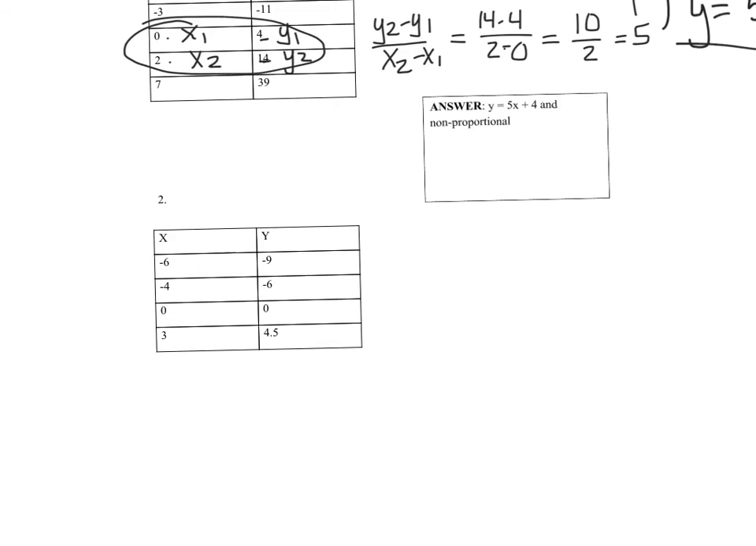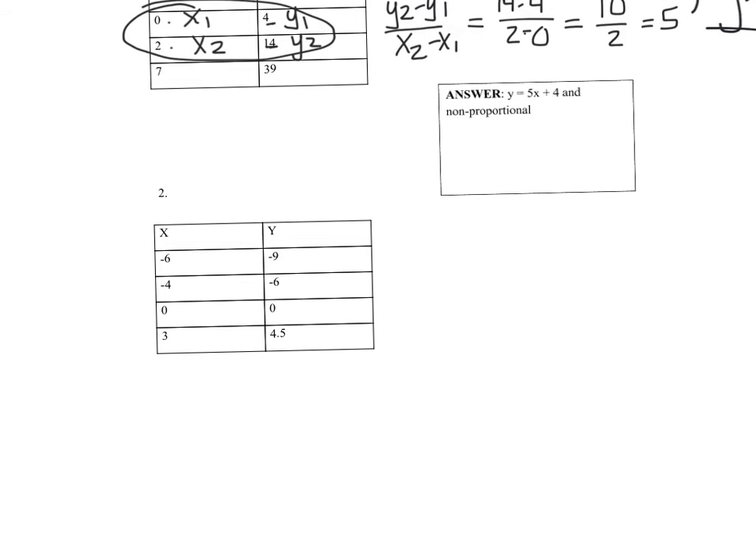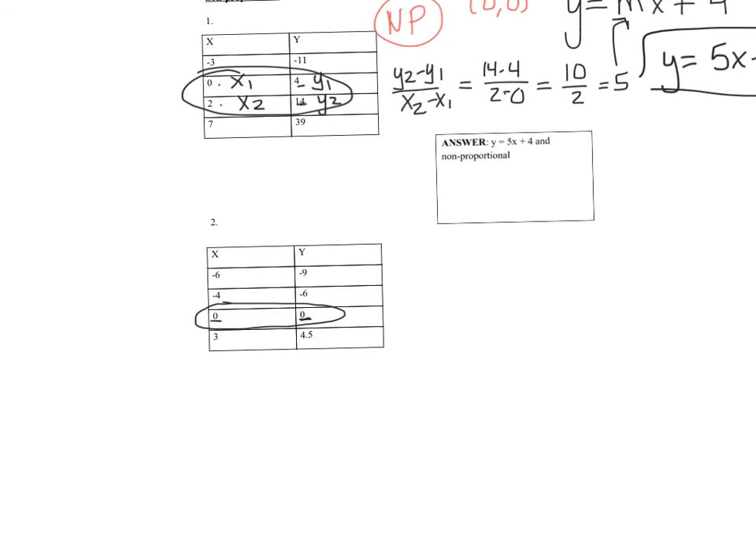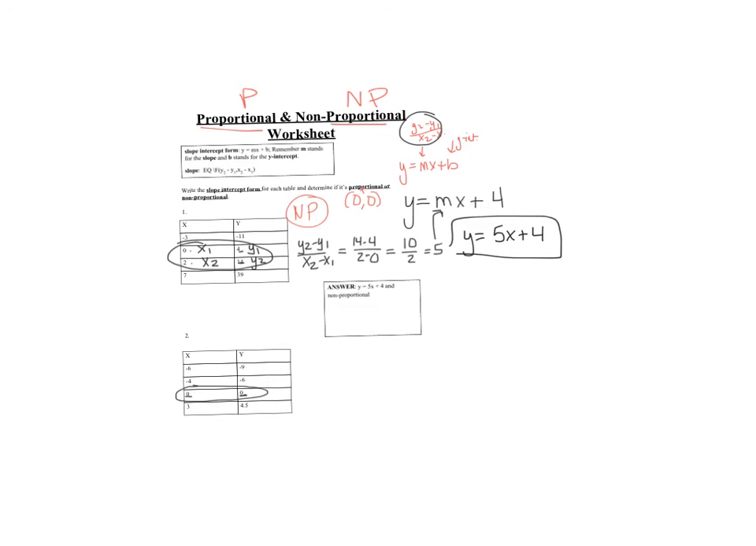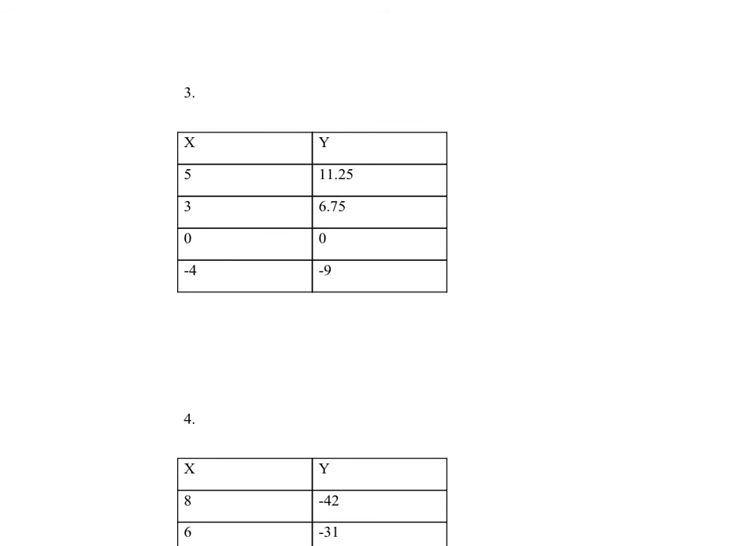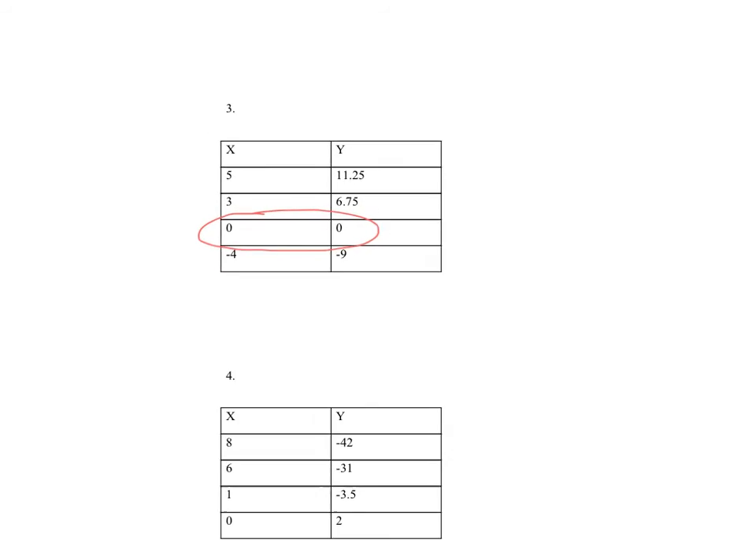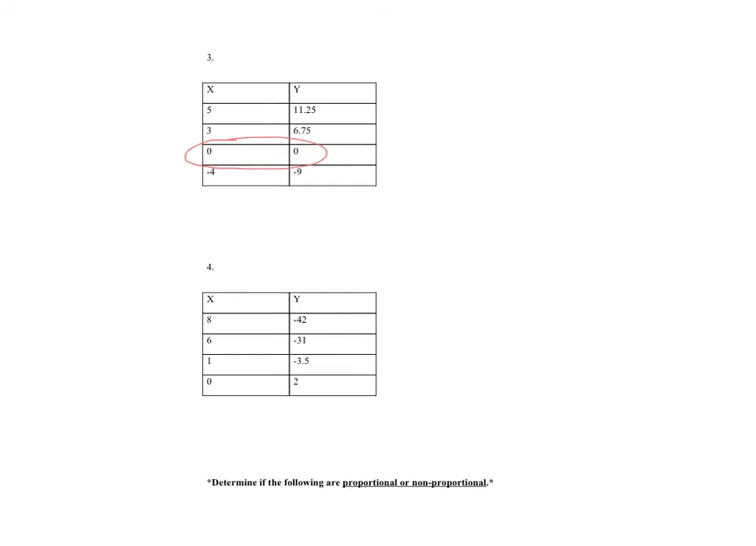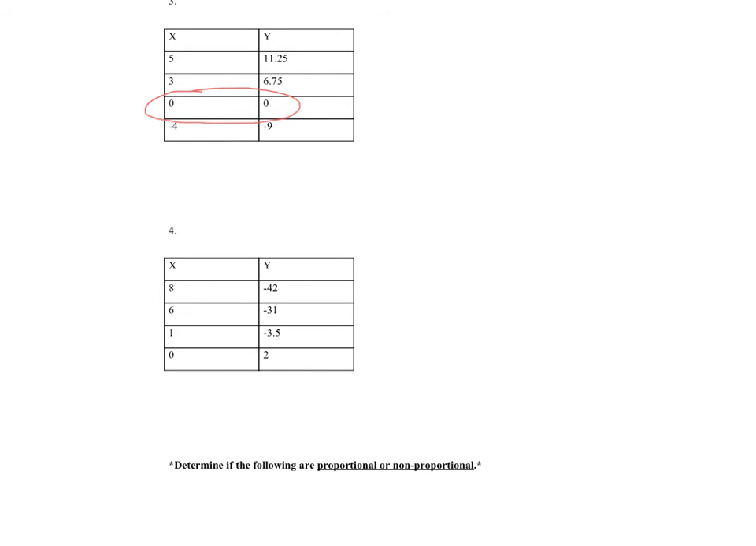Okay, so then on number 2, we want to write if it's P or NP, proportional or non-proportional. And remember, look at where x equals 0. You have 0, 0. So is that proportional or non-proportional? Okay, same thing on number 3. The only thing you need to focus on is this right here. And then tell me, is it P or NP, proportional or non-proportional? On number 4, that's your main focus.